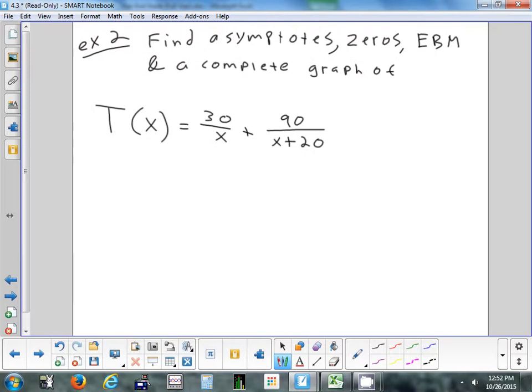All right. Next thing they want is the basic stuff we've been doing: end behavior, asymptotes, and the roots, or zeros. All right, let's start off with the asymptotes. Okay, how do you find vertical asymptotes?